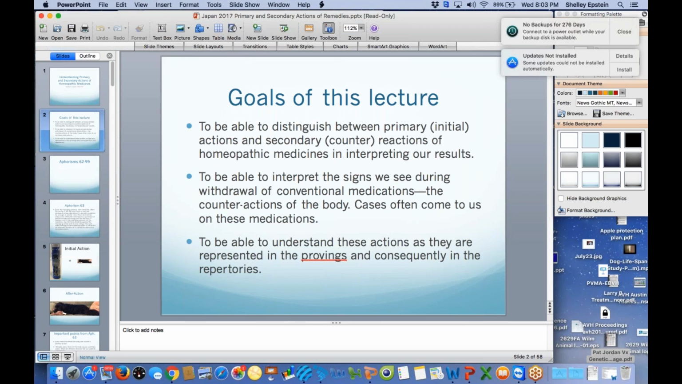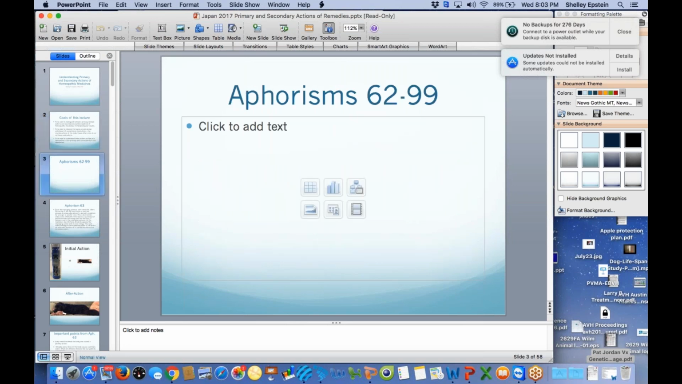And then at the end, this part hopefully will have some new material for people, I want to go over how these actions and the counteractions are seen in the provings, and then consequently in our repertories. I think this will be pretty valuable for everybody. Most of the information on this in the Organon is found in aphorisms 62 to 99.